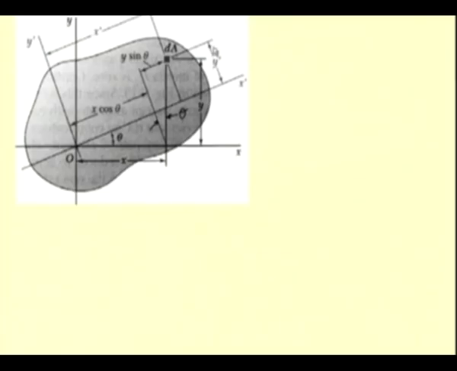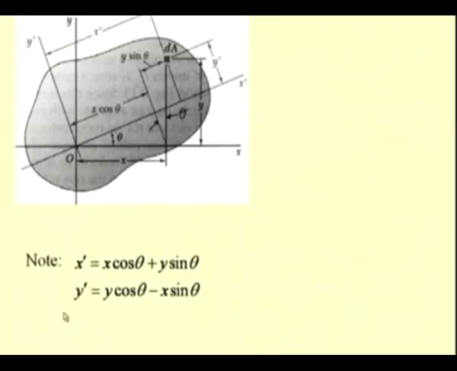Same way we can write this y prime with respect to this x and y. So, we get this x prime as x cos theta plus y sin theta and y prime as y cos theta minus x sin theta, which is nothing but this distance minus this distance.